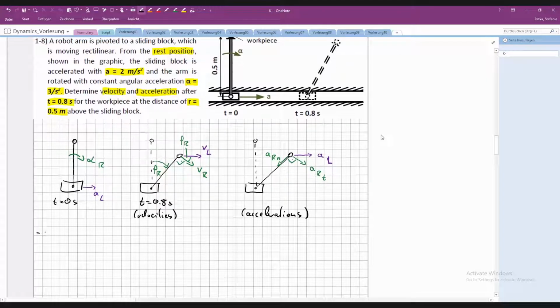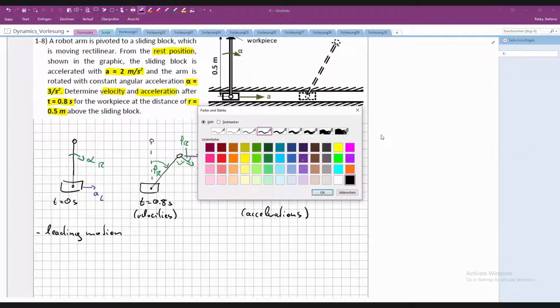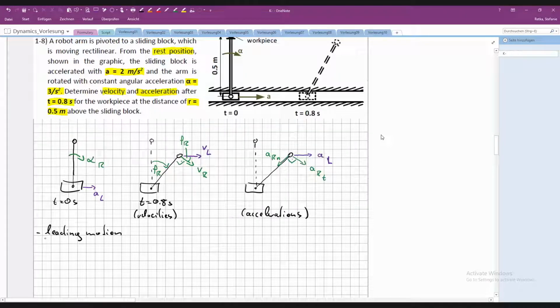Okay, so leading motion of the workpiece, of course. And I will just underline it again in purple. Okay, to do that, we are assuming, yes?